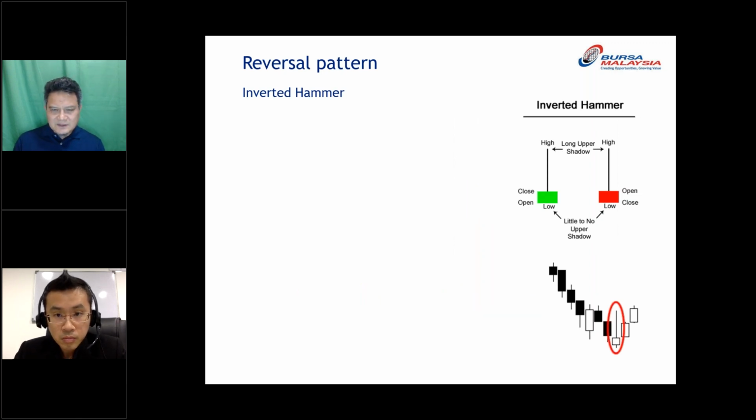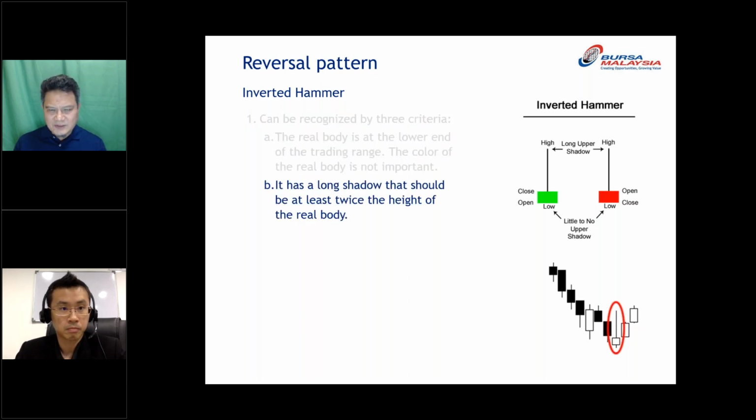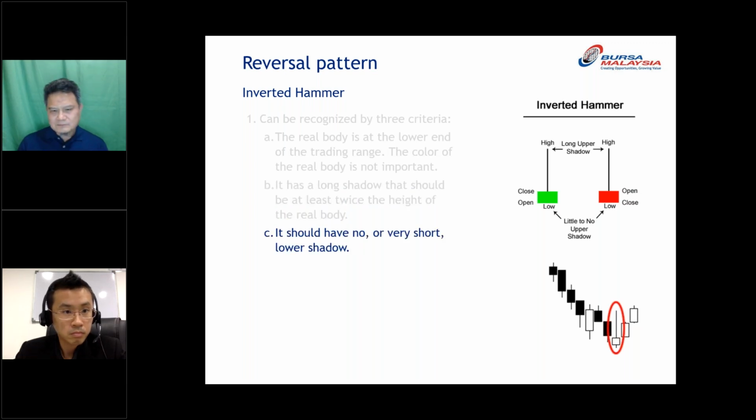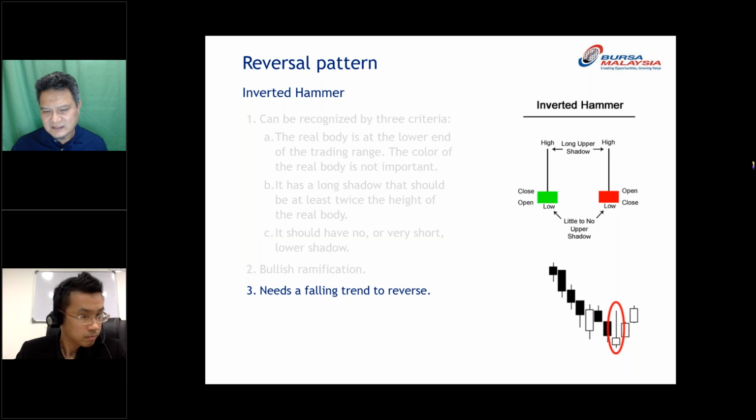Next, the inverted hammer, what we call hammer terbalik, which means that instead of the body being at the top, now the body is at the bottom. The body can be the lower end, with a long shadow at the top, usually about twice the height of the real body. It's bullish and needs a falling trend to reverse.